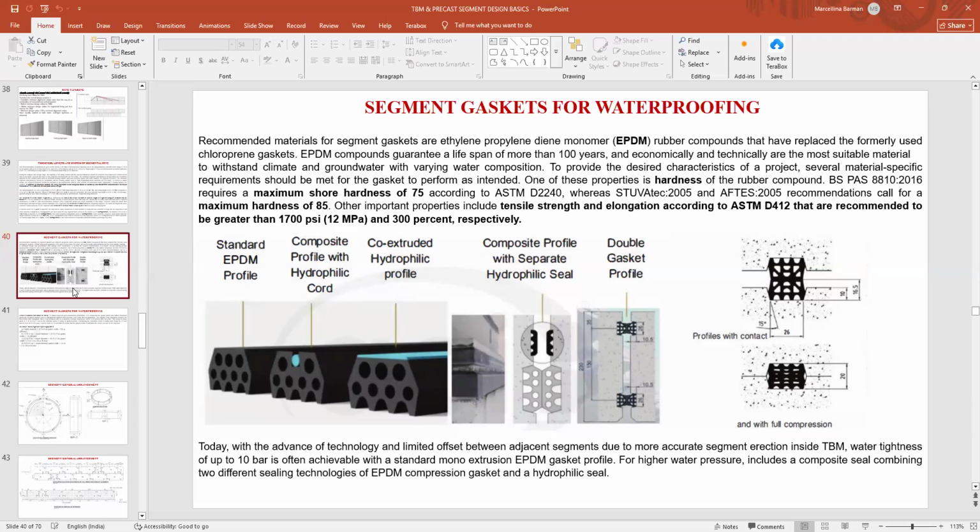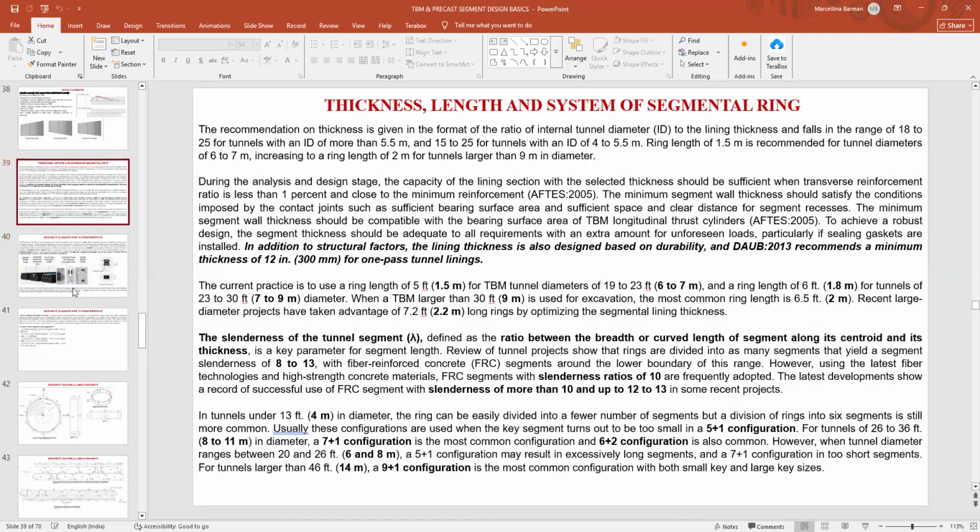It's a codal recommendation. We don't have IS codes for these precast segments, but we generally follow the British codes, or we generally follow the LTA guideline of Singapore. All these guidelines specify a range according to the tunnel diameter. It is not fixed that for this tunnel you have to go with this many pieces. So you can see here, they are providing a range according to your diameter.